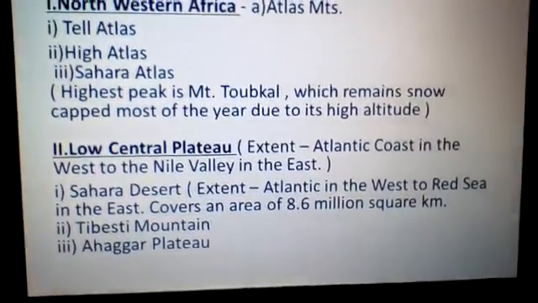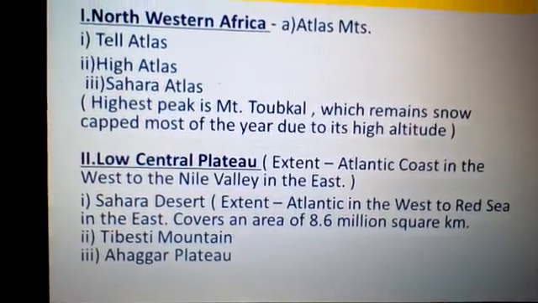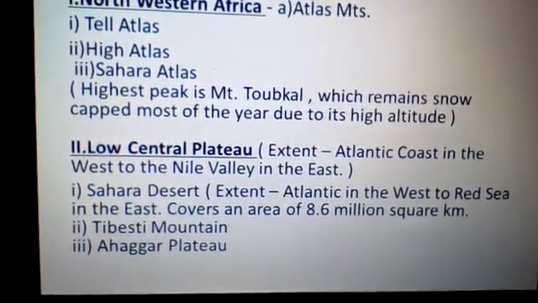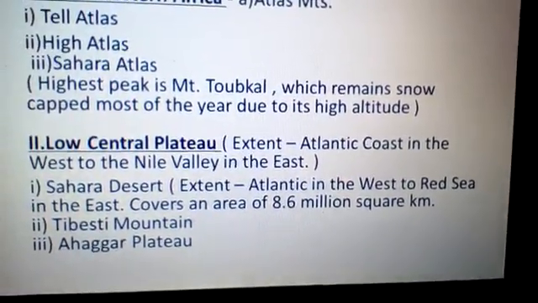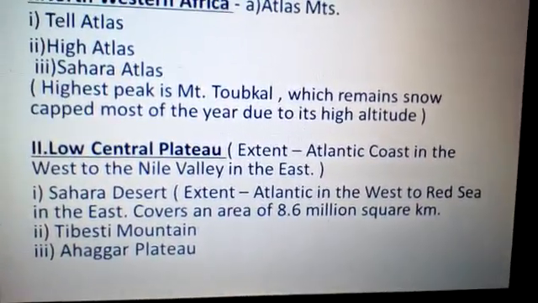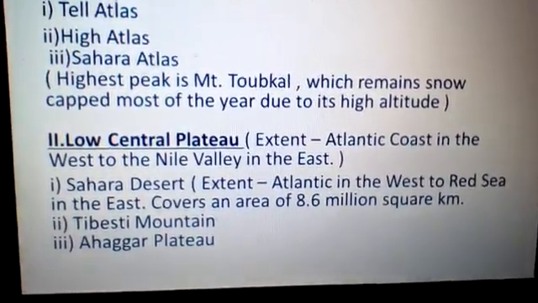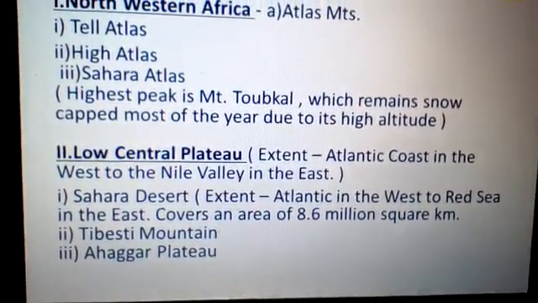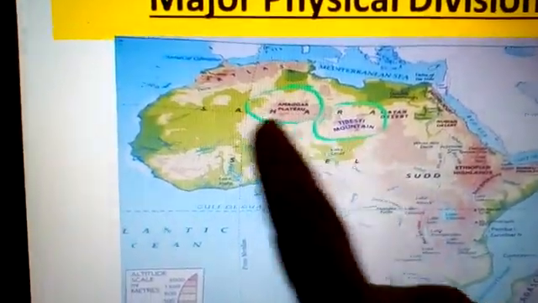First of all, the extent, or from where to where it is located. It extends from the Atlantic coast in the west to the Nile Valley in the east. And then it has the Sahara Desert, which extends from the Atlantic in the west to the Red Sea in the east, and it covers an area of 8.6 million square kilometers. I'll be showing all of this on the map also. The second most important feature in the low central plateau is the Tibesti Mountain and the Aghar Plateau. Here in the map, we have already marked the Tibesti Mountain and the Aghar Plateau.